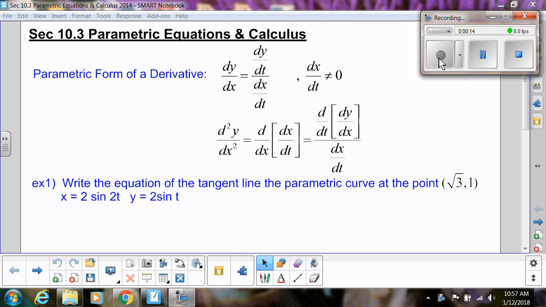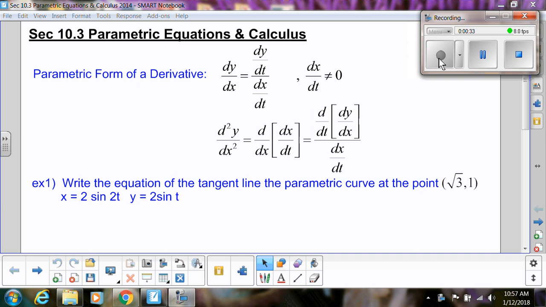So our normal rectangular derivative, dy/dx. Since we have two different parametric equations, a y in terms of t and an x in terms of t, I'm just going to do dy/dt divided by dx/dt. All right, and that's as long as dx/dt is not equal to 0.